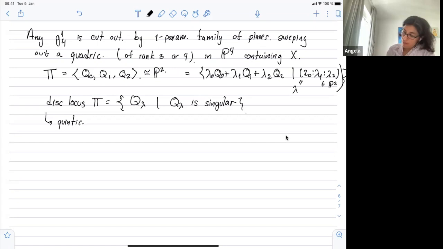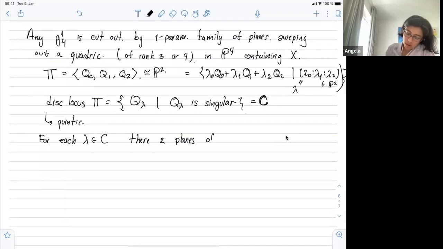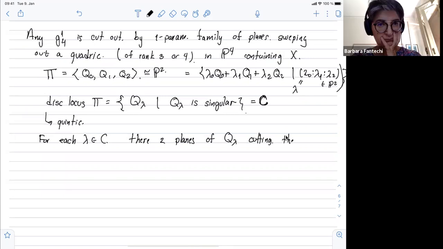For each lambda in C, as we call it, we have a singular quadric. The singular quadric comes with two families of planes. There are two families of planes of Q lambda cutting the g^1_4, or a g^1_4.